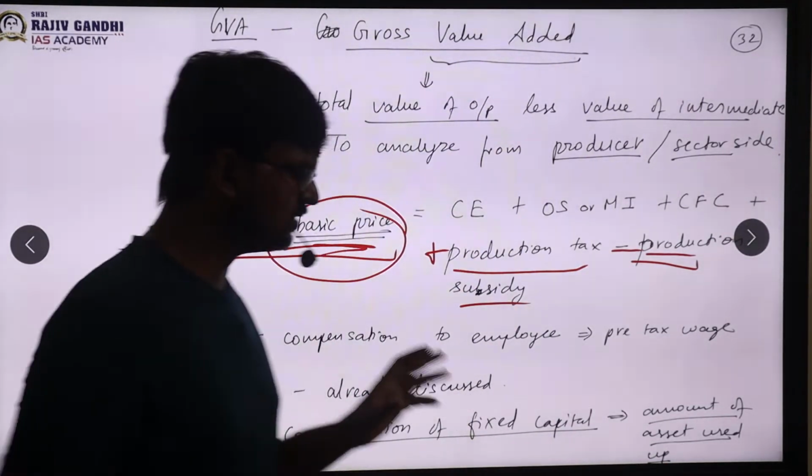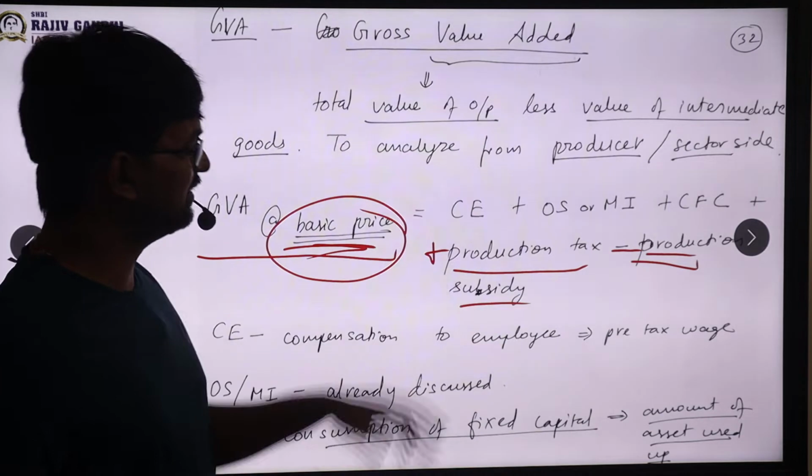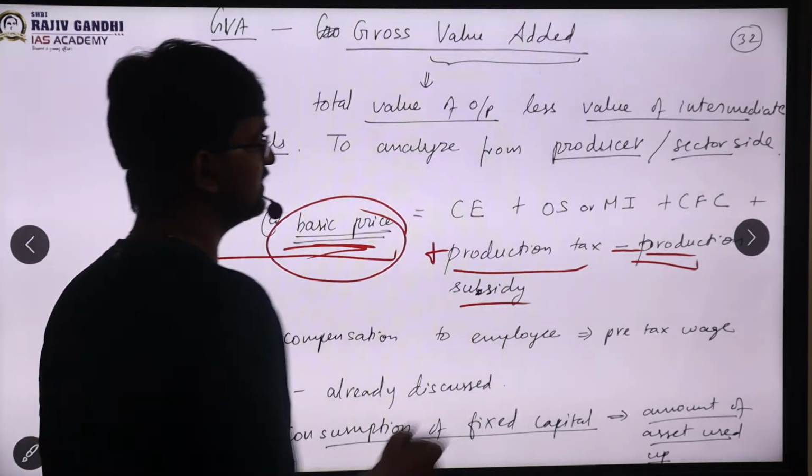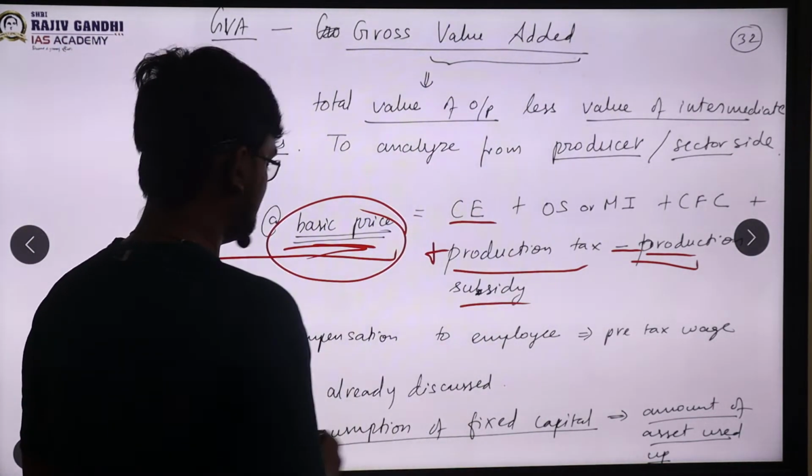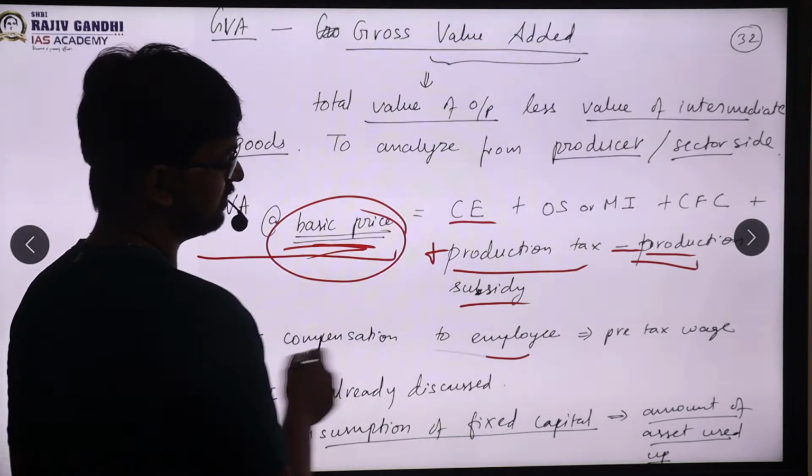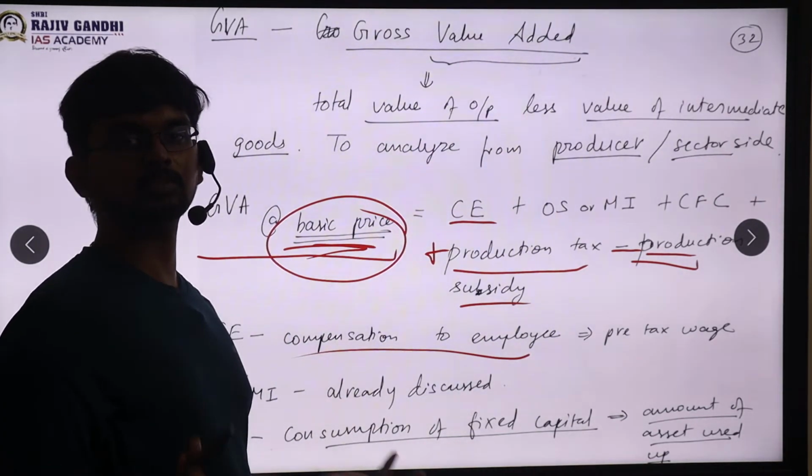Apart from that, what are the other parameters? You can pretty much understand why it is GVA. The GVA is nothing but C. C is called what? Compensation to employee. Compensation to employee means what? Wage only.